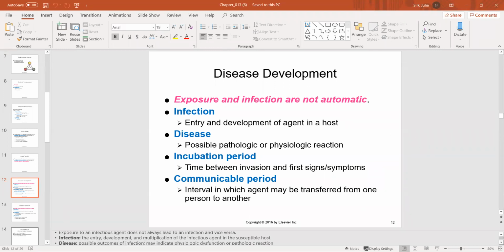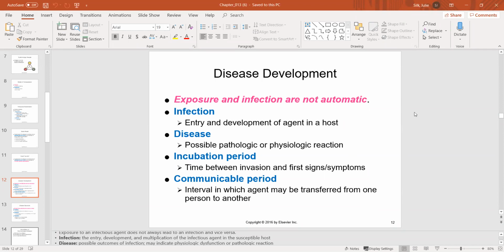We talked about that before. For example, say you've been exposed to TB. There are all kinds of people out there who have been exposed to that, but they may not get an active form of it for a while. So it doesn't mean that you have TB at the time if you've just been exposed to it.